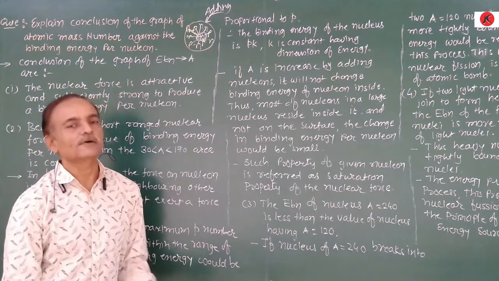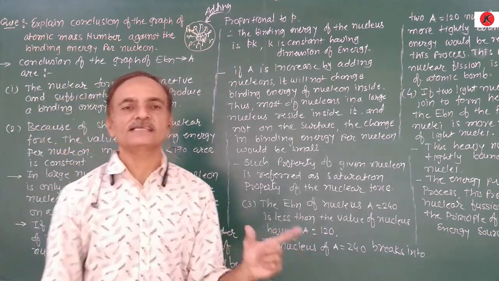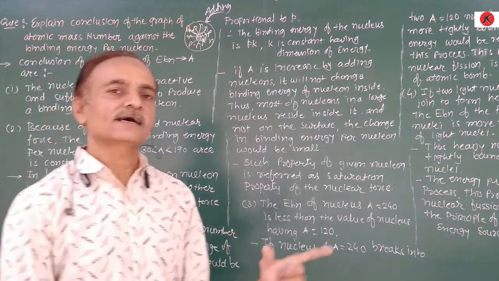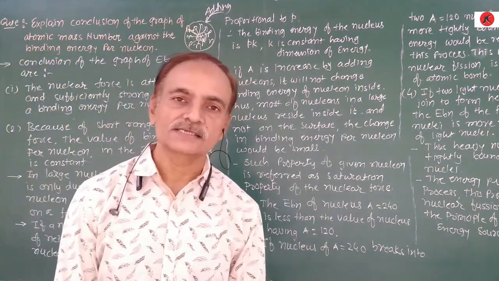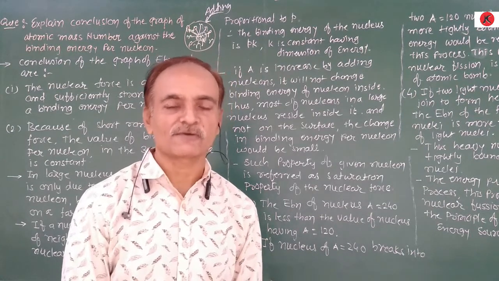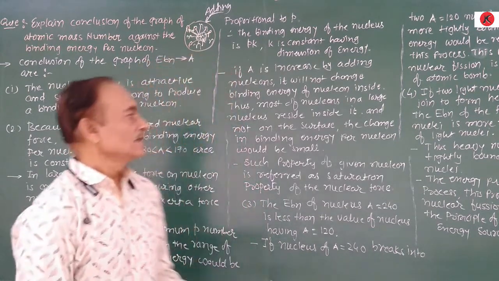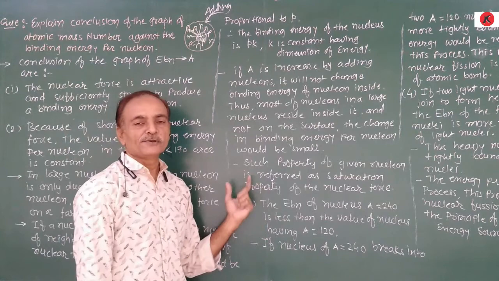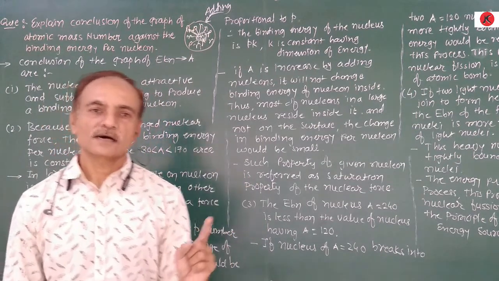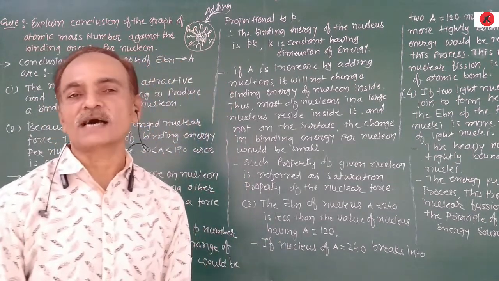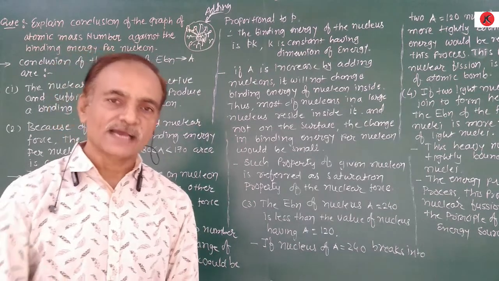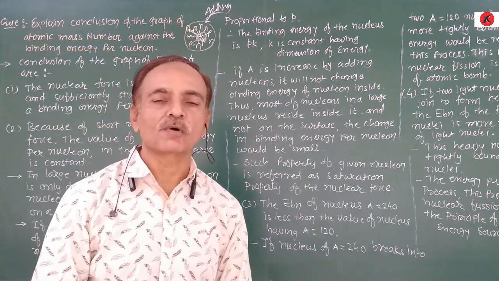Clear? Therefore, in the middle range of elements, the binding energy per nucleon remains almost constant. Or in other words, the binding energy per nucleon for nuclei having atomic mass number greater than 30 and less than 170 is almost constant.